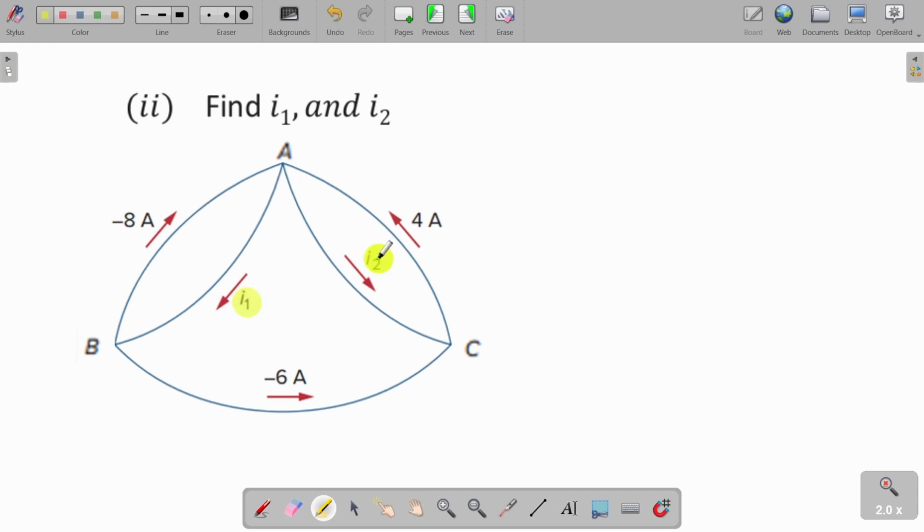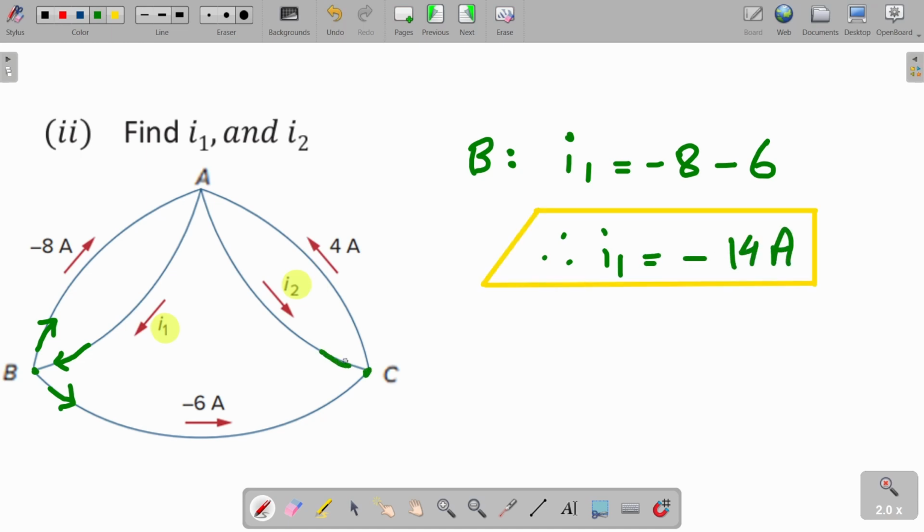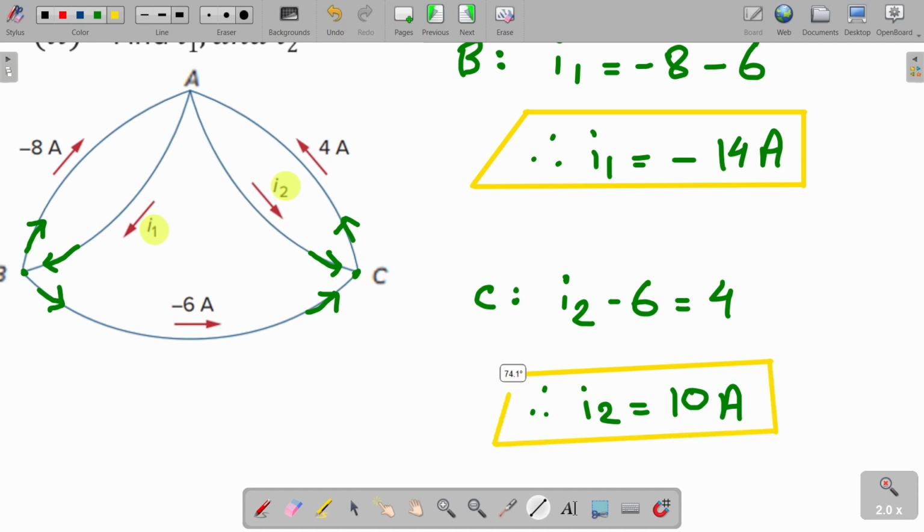Anyway, we need to find I1 and I2 here. Now let's apply KCL at junction B. We get I1 equals minus 8 minus 6. So I1 equals minus 14 ampere. Let's do the same for C. Applying KCL, we get I2 minus 6 equals 4. Therefore, I2 equals 10 ampere. Let's move on to the next question.